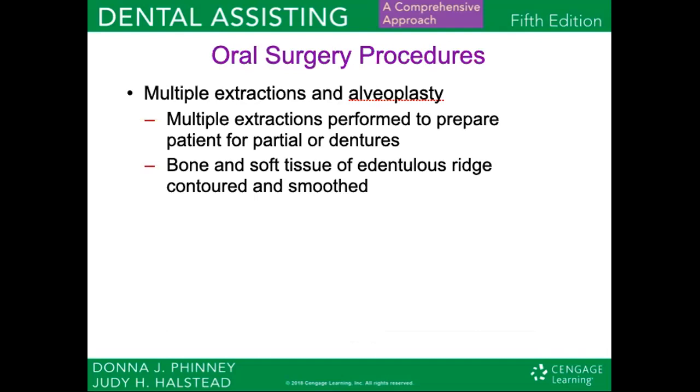With multiple extractions and alveoloplasty, alveoloplasty is when the soft edges or points of the tissues are smoothed away from the alveolar ridge to assure comfort of the new removable prosthetic. So roughness from the bone after having an extraction and possibly a denture fitting over is like having a pebble in your shoe. It creates discomfort and may cause complications with the tissue. The edentulous ridge is contoured for a partial or for a full denture.